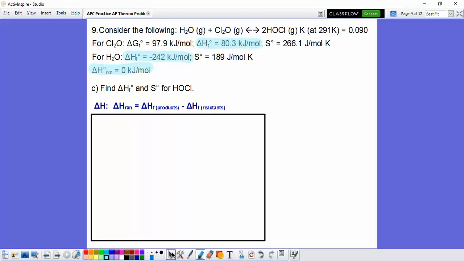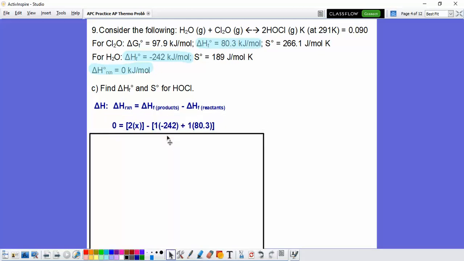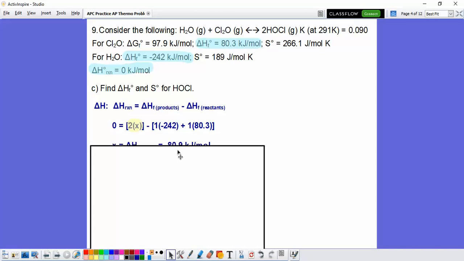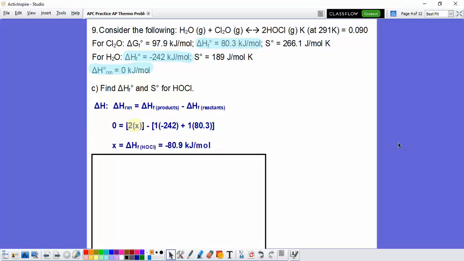All right, so plug everything in. Now normally, in previous problems when we've been doing stuff like that, our x has been just a single x. There hasn't been a coefficient in front of it, but this time there is a 2 in front of it. So just make sure when you're doing the math, you don't forget to divide by 2 at the end. And that should give you negative 80.9 kilojoules per mole. So that's the delta HF for HOCl.